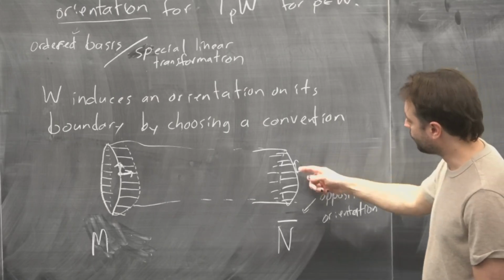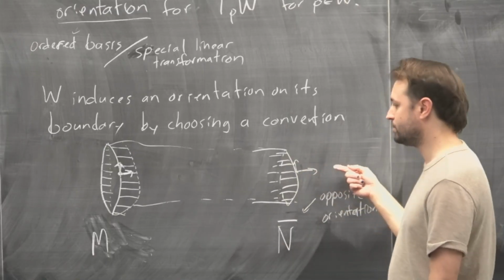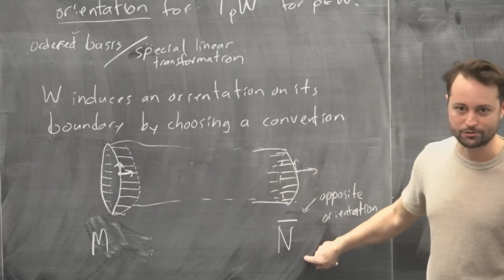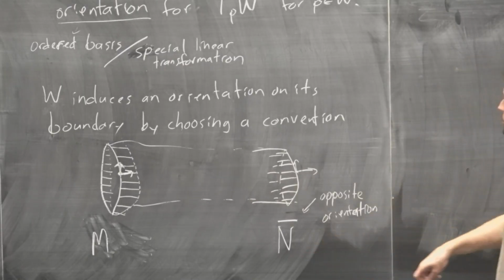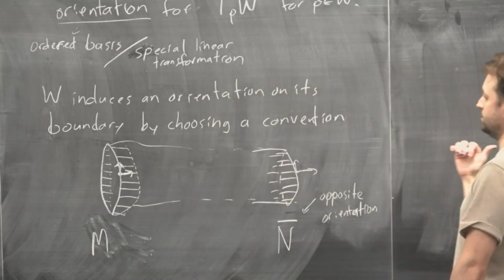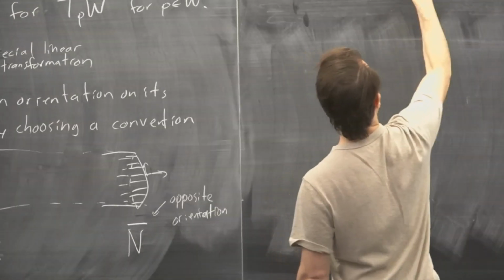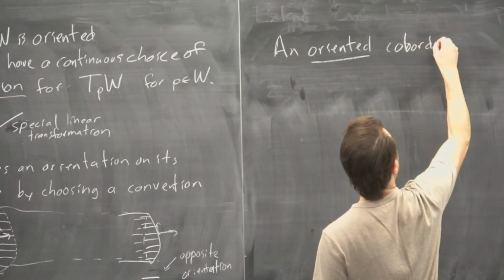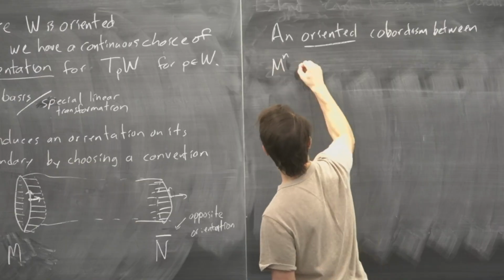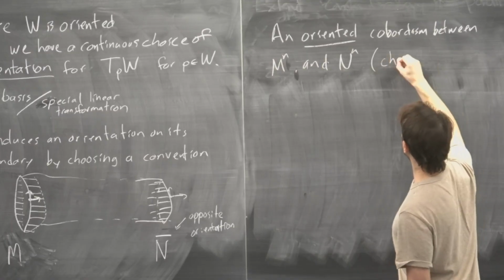So if we oriented this, the idea is that you have N embedded into this manifold, so that if you used the inward pointing convention to orient N, then you would get the opposite orientation of the one you're thinking. So this is kind of the idea, so that you have an M coming in and then an N coming out. So an oriented cobordism between M and N. So these come with chosen orientations already.